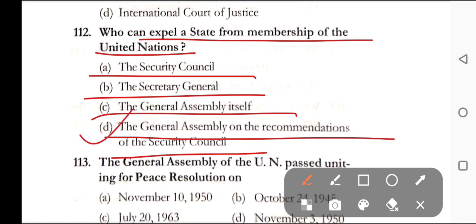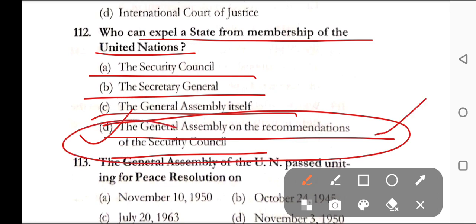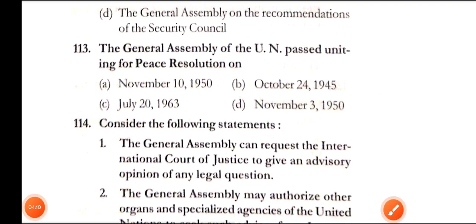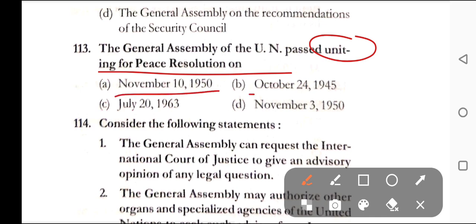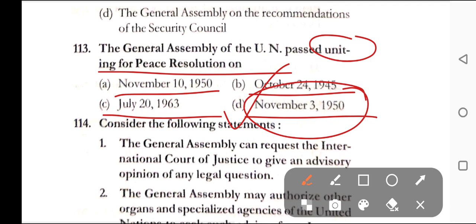This is the repeated question of the last question. We have already seen that. So D option here is the correct answer. Question number 113. The General Assembly of the UN passed the Uniting for Peace resolution on: option A, November 10, 1950; option B, October 24, 1945; option C, July 20, 1963; and option D, November 3, 1950. Correct answer here is option D, that is November 3, 1950.